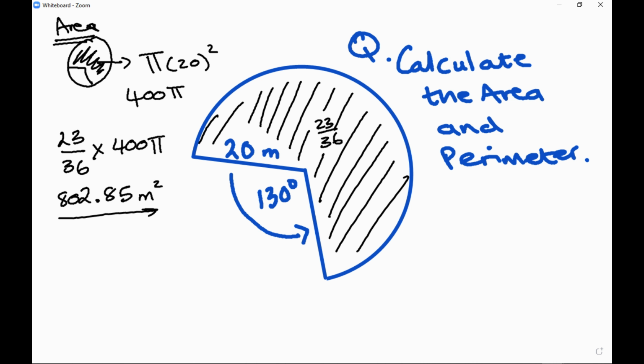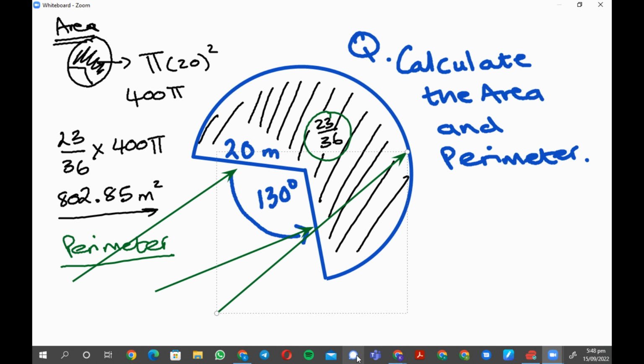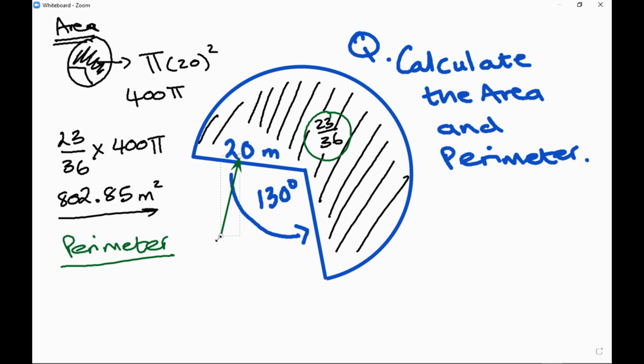Let's go to perimeter now. For perimeter, I also use that 23 out of 36. But perimeter is made up of three parts. This side, and this side. So I've got to add those three sides together. Let me just show you again. The perimeter is going to be this side plus this side plus the fraction of the circumference. Now we know what these two sides are. These two sides are the same. This is 20 and this is 20. They're both radii of the circle. So therefore, this is also 20 meters.